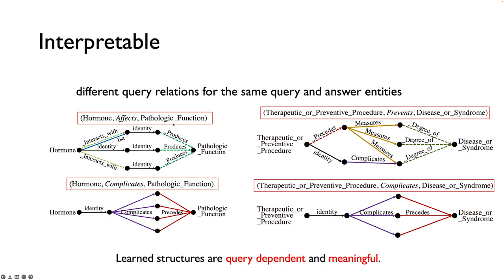We showed some interpretable results based on the attention weights. We extract the subgraph with larger attention weights. The top and the bottom subgraphs show the same query entity and the answer entity, but different query relations. As shown, the learned structures are query dependent. It can extract some rule-like patterns like in these figures.